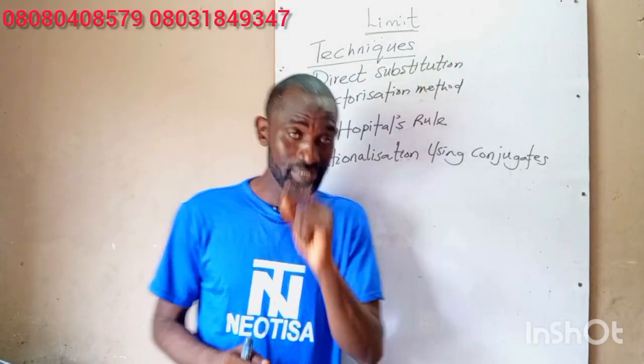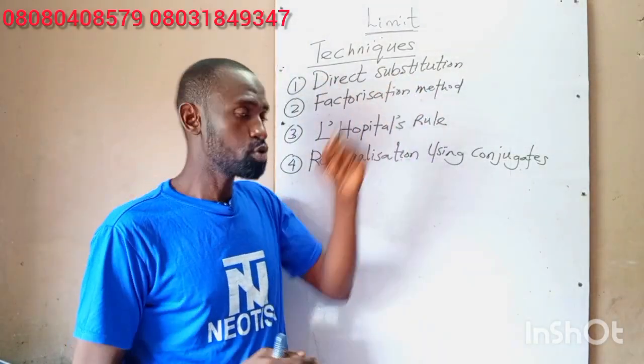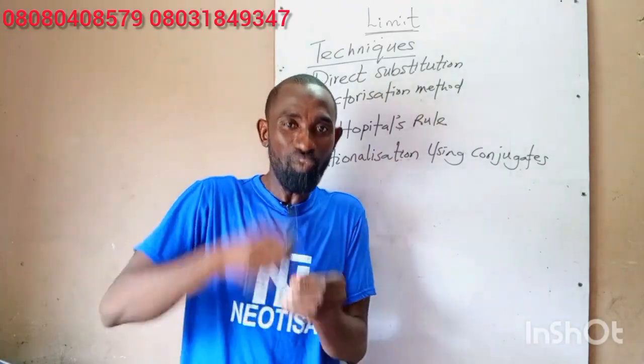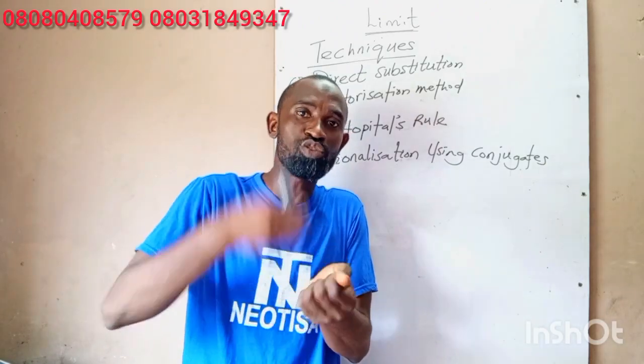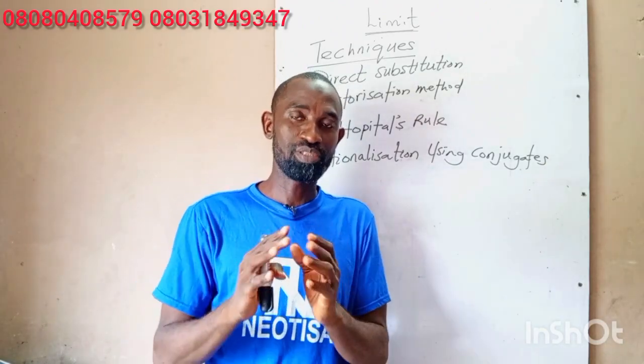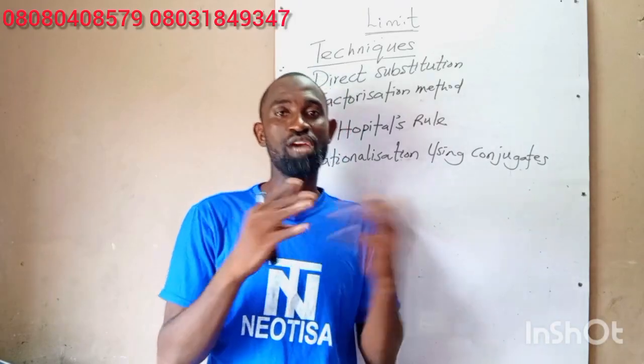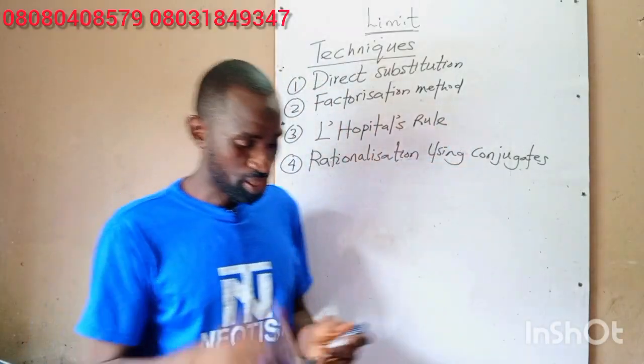The first one, like I said, is direct substitution. It means for any question given under limits, the first thing to do is to solve the question using direct substitution. If or when direct substitution fails, we can now use other methods.